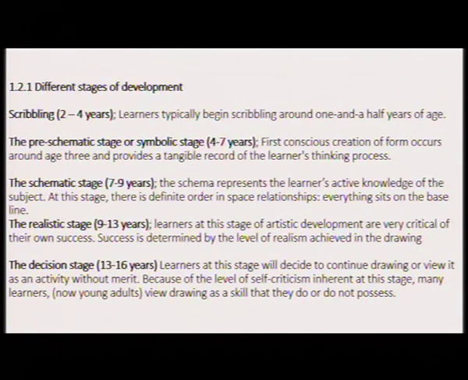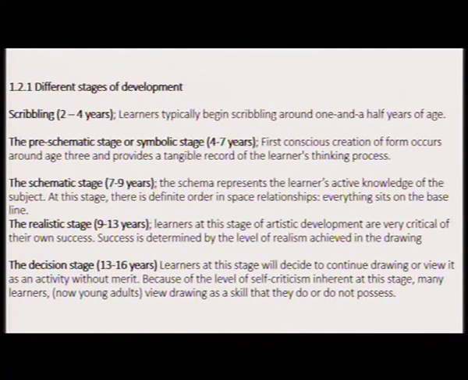1.2.1 Different stages of development. You can get all this information in your module, and I have just briefly highlighted them here. It's more of a repetition or a recap of what we have done in 1.2. Stage 1 is the scribbling stage. That's between 2 years and 4 years. Learners typically draw uncoordinated figures.